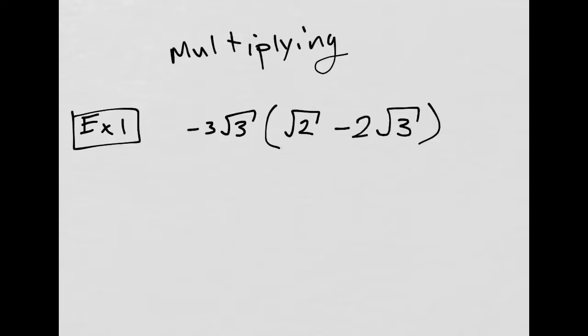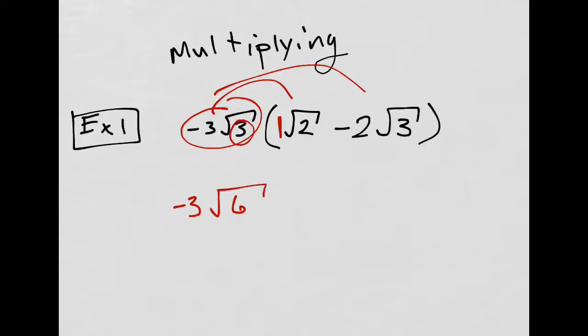The first thing I would do is actually, if there is nothing in front of a radical, it's actually a 1. And then I'll multiply the insides with the insides and the outsides with the outsides. So this gets distributed. So negative 3 times 1, outsides with outsides. That would be negative 3. And then the inside, 3, times the inside, 2. So that would be square root of 6, because 3 times 2 is 6.